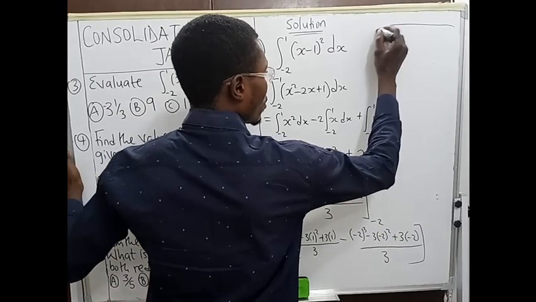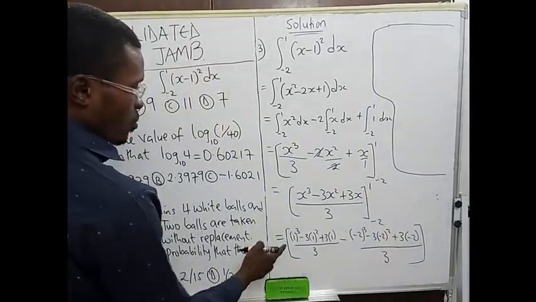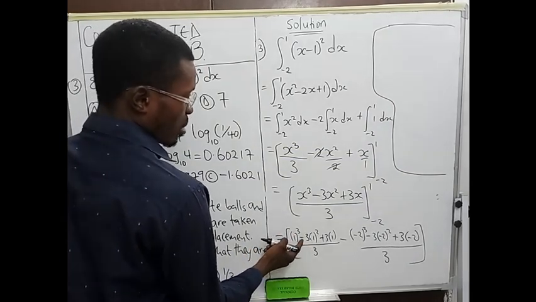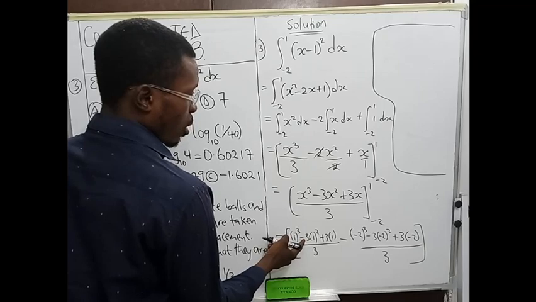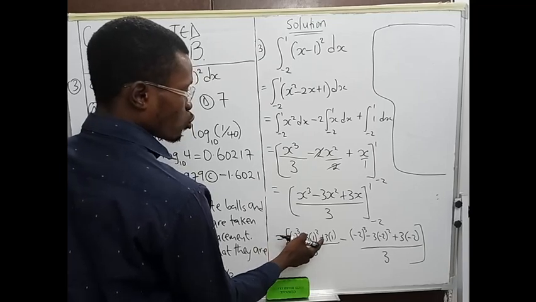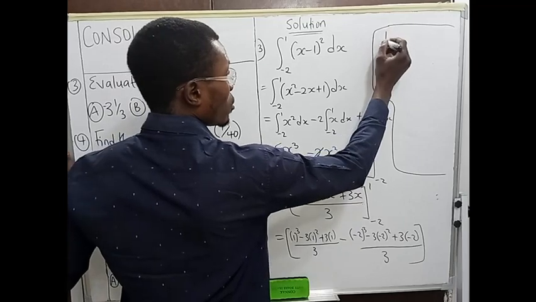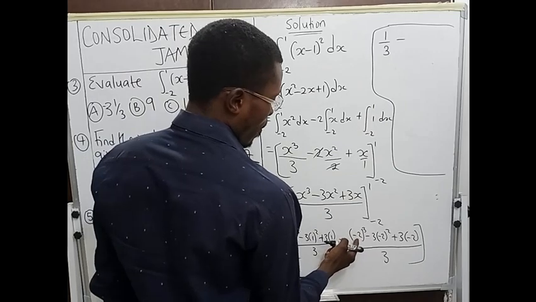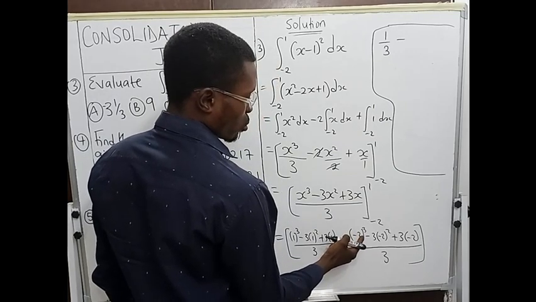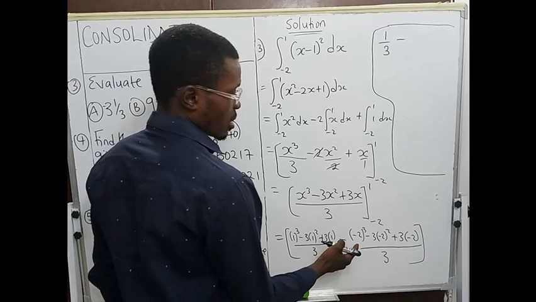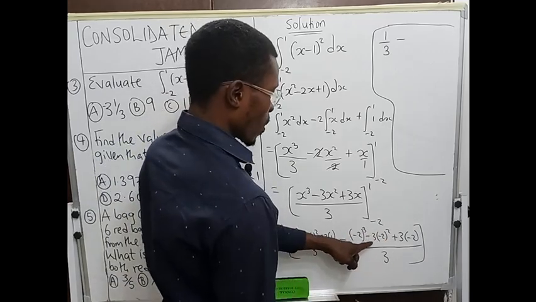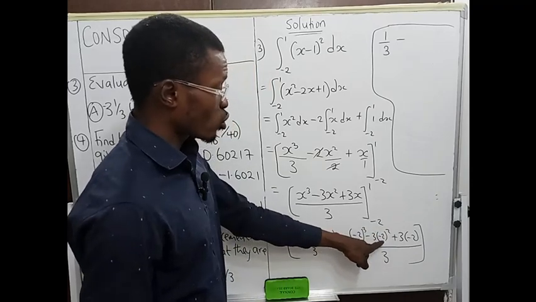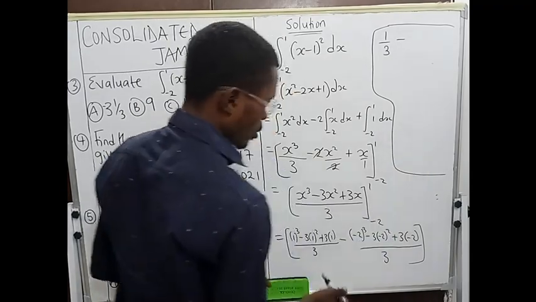What will this give me now? I'm going to have 1 cube, this is 1, minus 1 square is 1, 1 minus 3 minus 2, right? Minus 2 plus 3 is 1. So I have 1 over 3 minus, here I have minus 2 cube is minus 8, right? Minus 8, this is 3 times minus 2, this is minus 2 square is 4, minus 3 times 4 minus 12, right? Here I have, okay, let me start all over again.